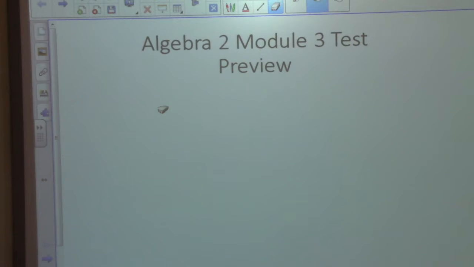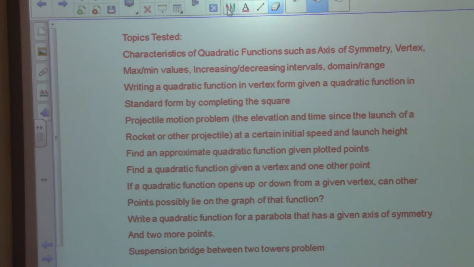I've had two honors. Today we're going to start doing our test preview for what I think will be on Wednesday. And to show you what is going to be covered in this preview and subsequently on the test itself is this kind of table of contents.